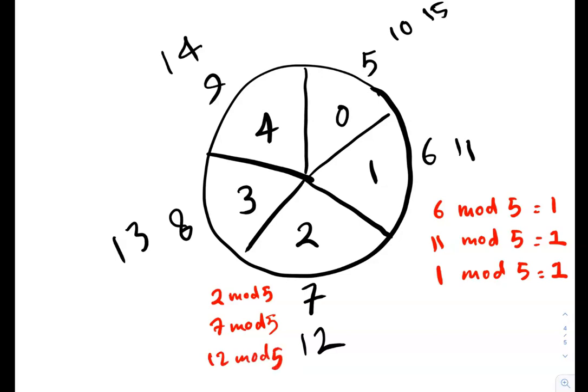So here 9 mod 5 gives us 4. Actually, any number below 5 will give us the number itself. So 0 mod 5 is 0, 1 mod 5 is 1, 4 mod 5 is 4, and then we reset the result back to 0. So 5 mod 5 becomes 0, 6 mod 5 equals 1, 7 mod 5 equals 2, and so on.